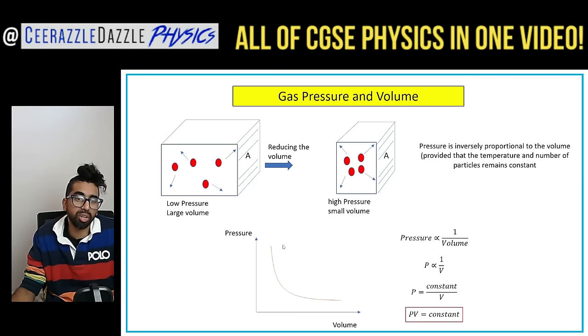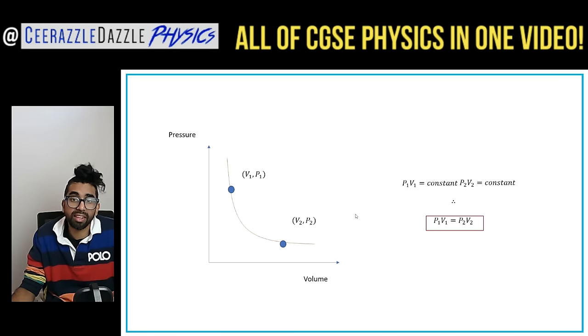We end up with the following relationship. If you plot the graph of pressure versus volume, it's going down, inversely proportional. Pressure is proportional to 1 over the volume. P is proportional to 1 over V. And therefore, the pressure will be equal to a constant divided by V. Therefore, pressure times the volume will be equal to a constant. Along that line, the constant remains the same. If you take any value of the pressure and the volume along this line, they will have the same constant.